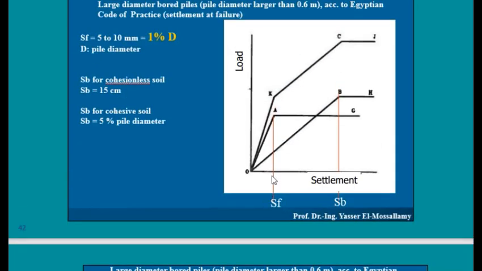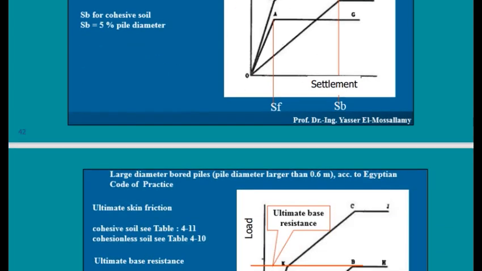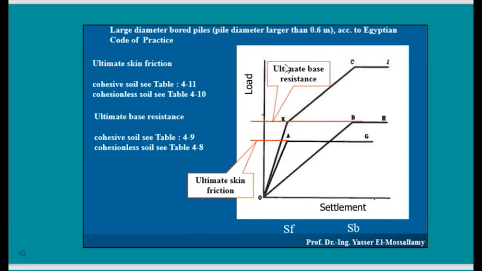So now I got these two coordinates, the settlement coordinates of the failure points. I need the failure loads. Here I need this ultimate base resistance, and this I need ultimate skin friction, because this is for the frictional load, so that is the ultimate skin friction, and this is the ultimate base resistance for the end bearing.